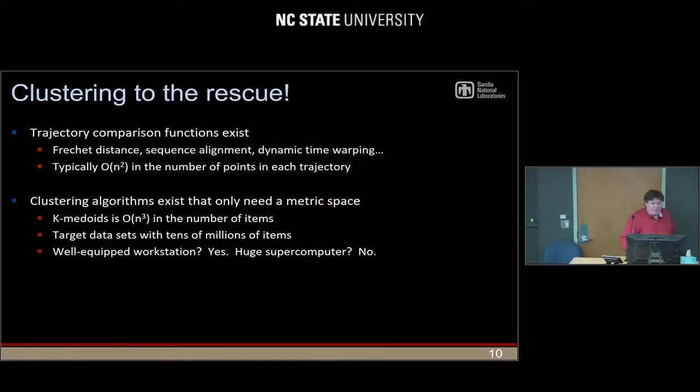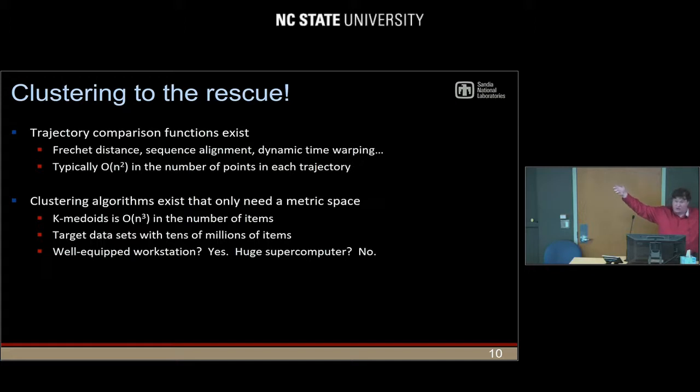Great! I'm a computer scientist. We've been doing machine learning for 30, 40 years. We have plenty of algorithms for finding groups of things. Well, there's a problem. Almost all of the clustering algorithms require what's called a vector space for their trajectories. A vector space means that if I have points A and B, I can tell you how far apart they are, and I can tell you how to get from A to B.